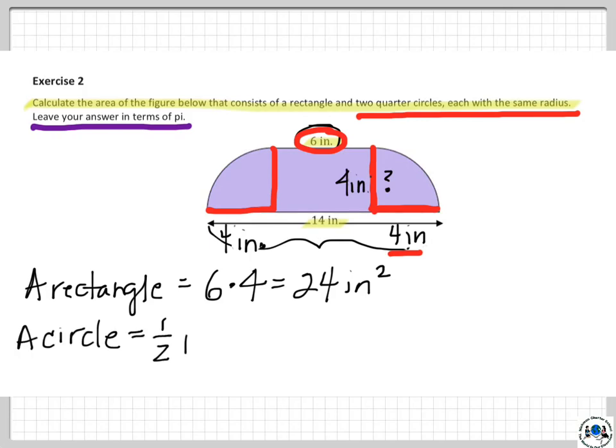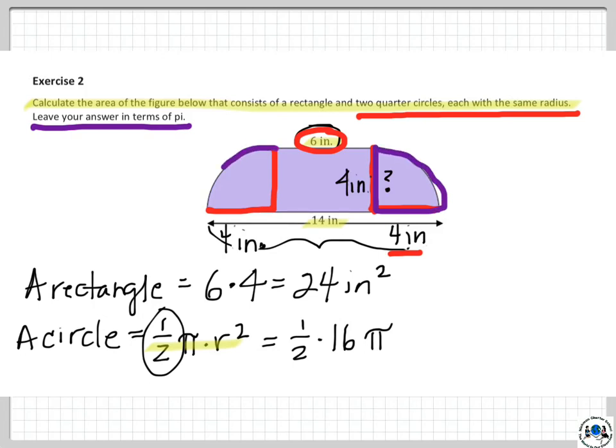And now the area of a circle. Actually, the area of the circular part of our problem is 1/2 pi times r squared. And why 1/2? The reason I'm using 1/2 is because I have 2 quarter circles. These 2 quarter circles, when put together, are going to be a half circle.